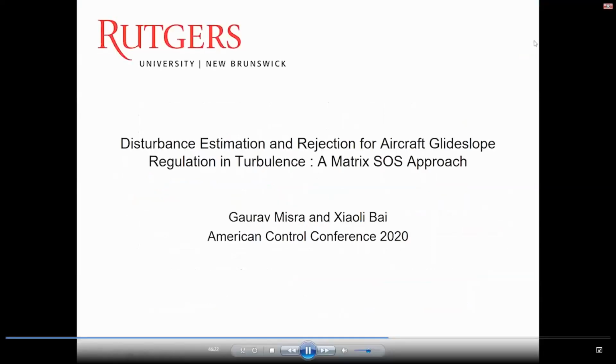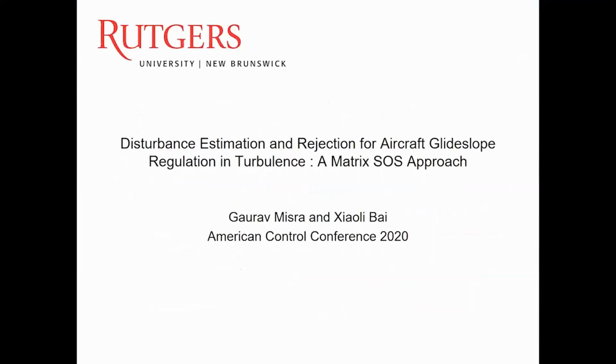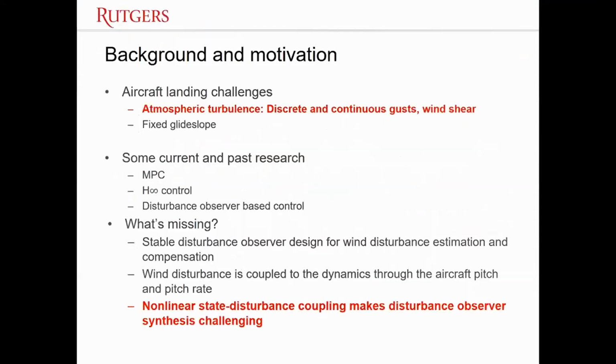Hello everyone. Today I'd like to talk about our recent work on disturbance estimation and injection for aircraft glide slope regulation in atmospheric turbulence, and we used an approach based on matrix sum of squares programming for this. I'd like to acknowledge my co-author, Professor Shaoshuai Mou, with whom I wrote this paper.